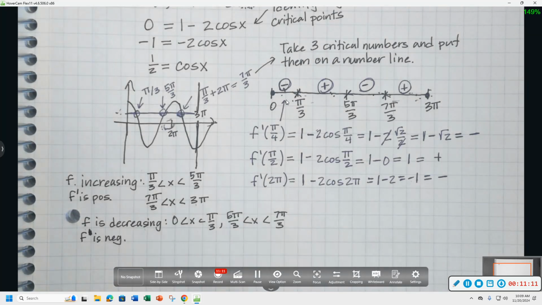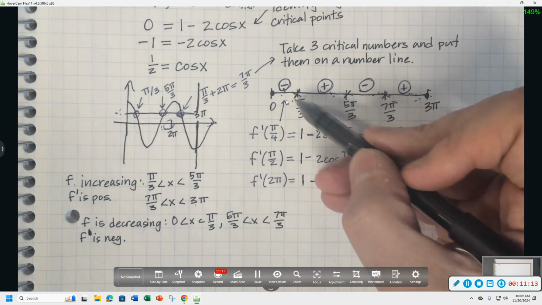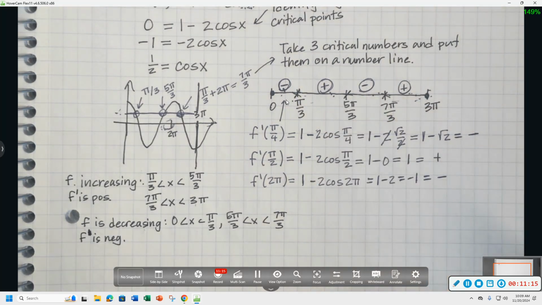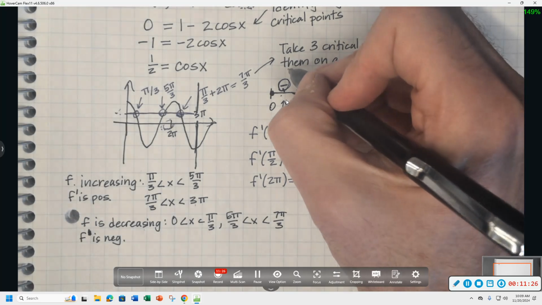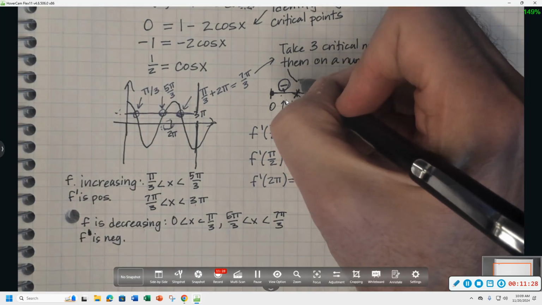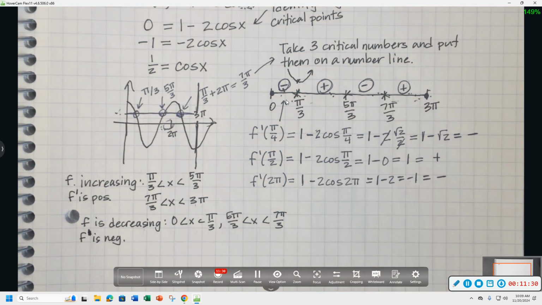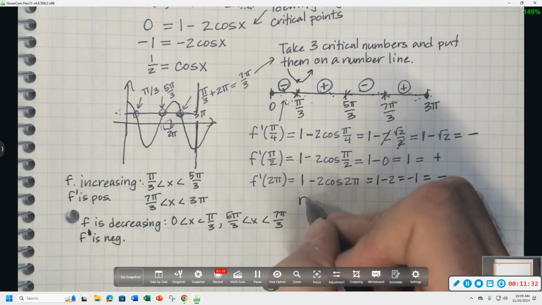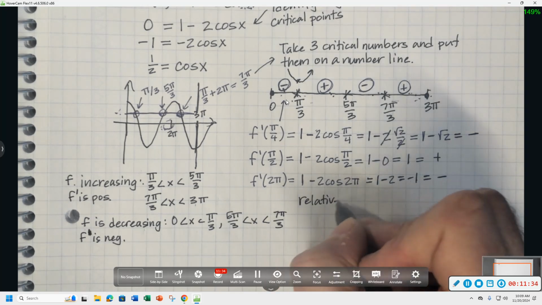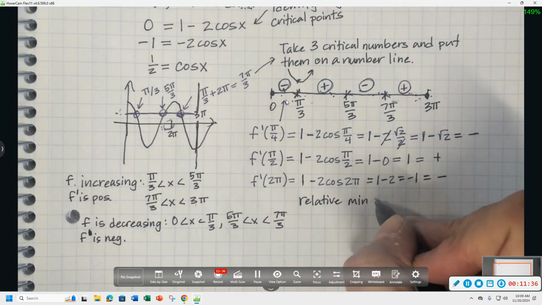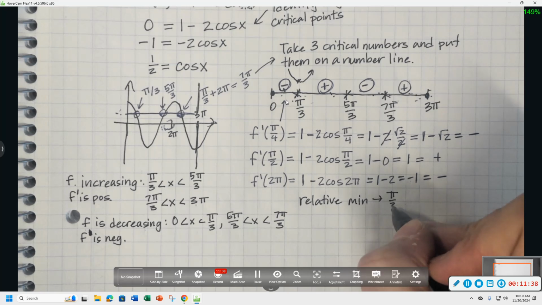Now, what is going on at pi over 3? We talked about this yesterday. The derivative is going from negative to positive. We know that we have a relative what? Min. Going from negative to positive, at that point my graph is going down, it's 0, and then it goes back up. So we have a relative min at pi over 3. Where else do we have a relative min?